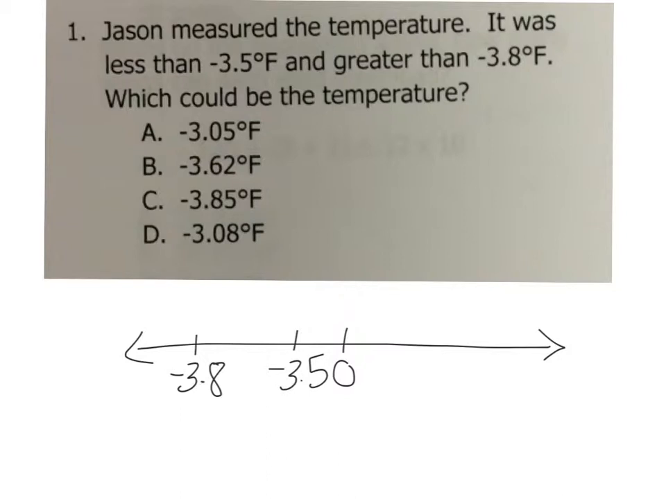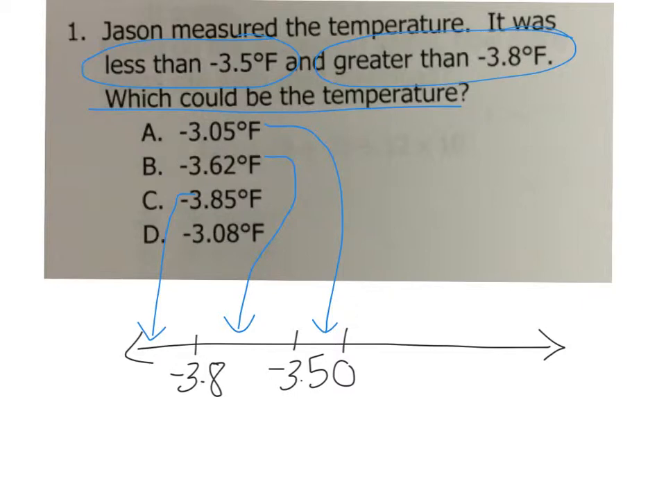Starting with number 1, Jason measured the temperature. It was less than negative 3.5 and greater than negative 3.8, which could be the temperature. So I drew a number line, and I want to put my numbers on the number line to see which one is in between. Negative 3.05 would be closer to 0. Negative 3.62 would be in between. Negative 3.85 would be less than negative 3.8. And negative 3.08 would be closer to 0. So the number that falls in between the two would be letter B, negative 3.62.